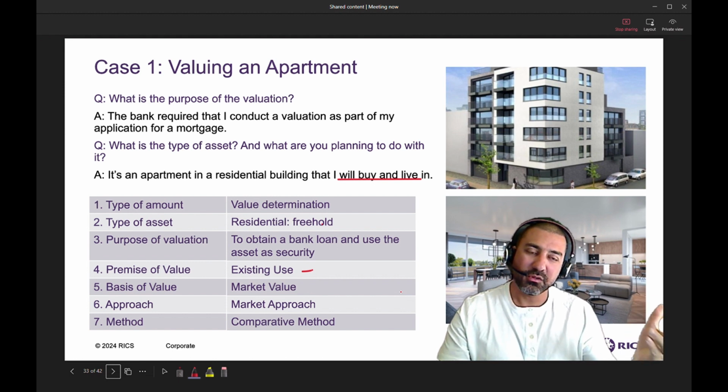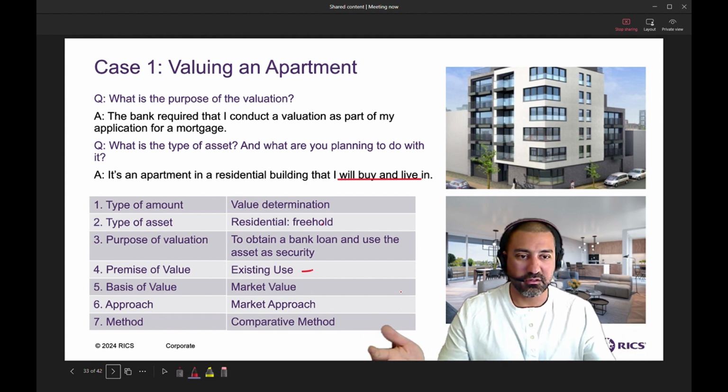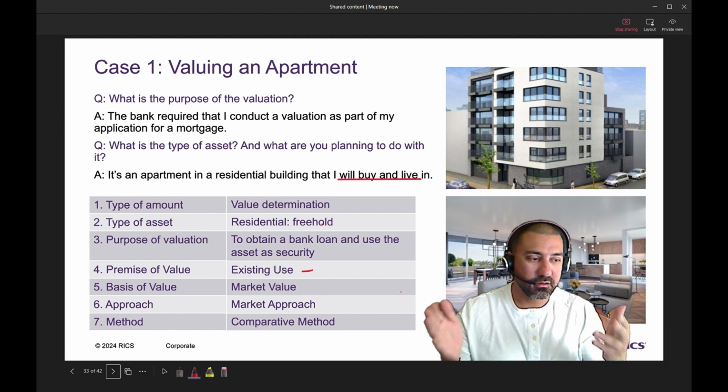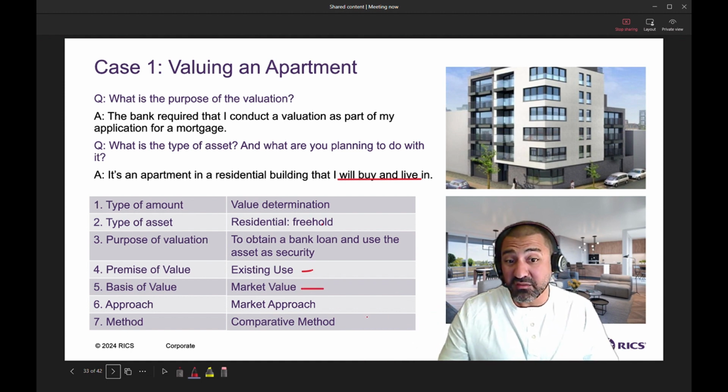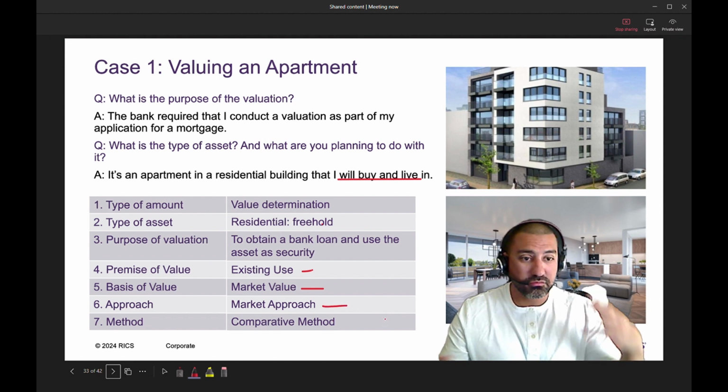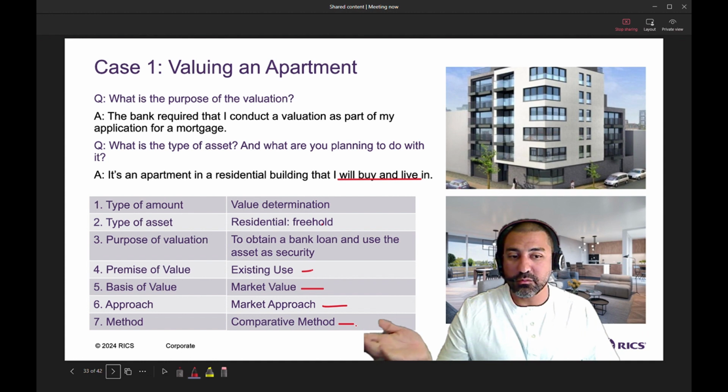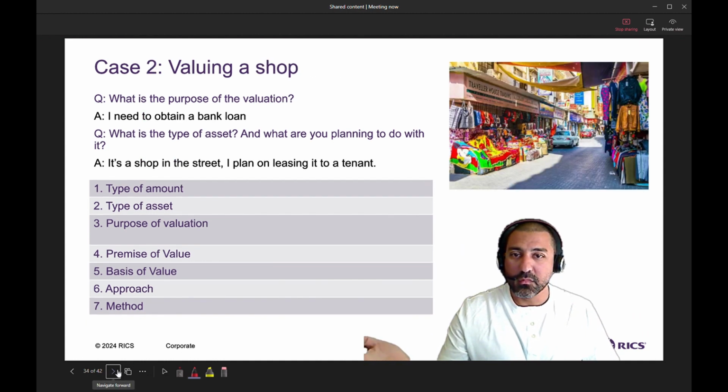Most of the apartments, when they are liquidated by the bank anyway, are liquidated at market value using existing use. They're not going to be removed from their place, disassembled or sold or salvaged or anything like that. So it's existing use. The basis of value is obviously the market value. It's going to be sold at market value. Therefore, you're going to be using the market approach, the trader's hat, and you're going to be using the comparative transaction method, right?